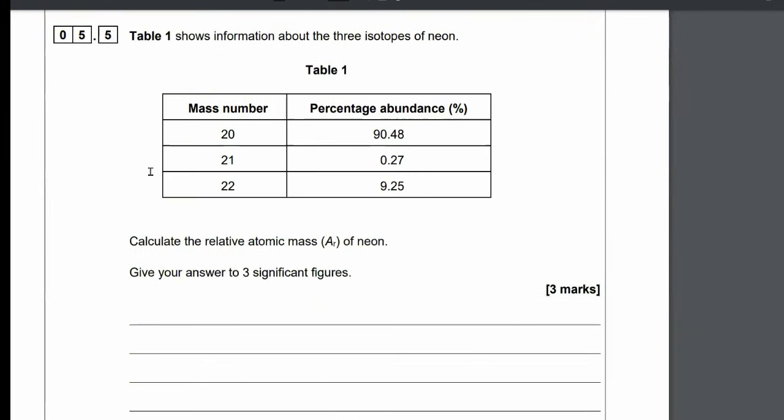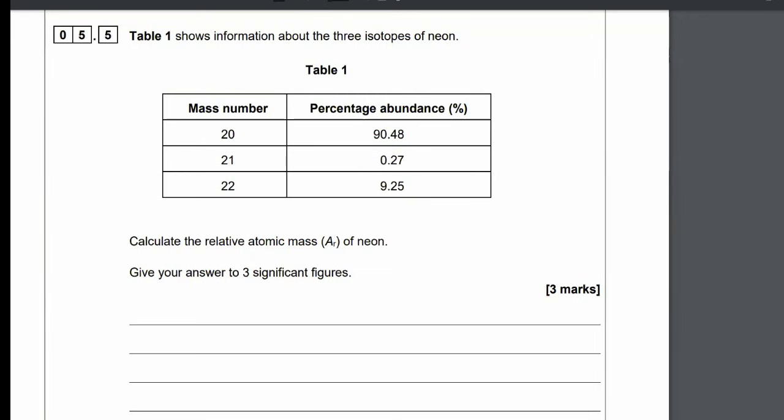Figure 5.5 shows the information about 3 isotopes of neon, mass number 20, 21, 22, and the percentage abundance. Calculate the relative atomic mass of neon. Give your answer to 3 significant figures. So we've got a mass number of 20 with an abundance of 90.48. We've got a mass number of 21 with a percentage abundance of 0.27. We've got a mass number of 22 with a percentage abundance of 9.25.